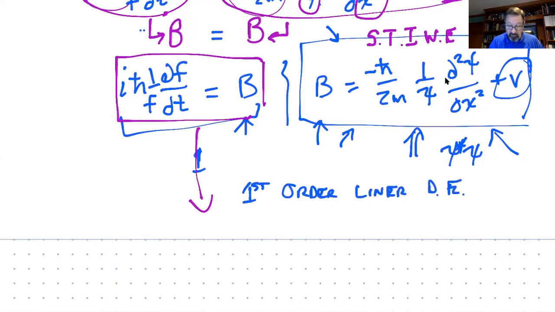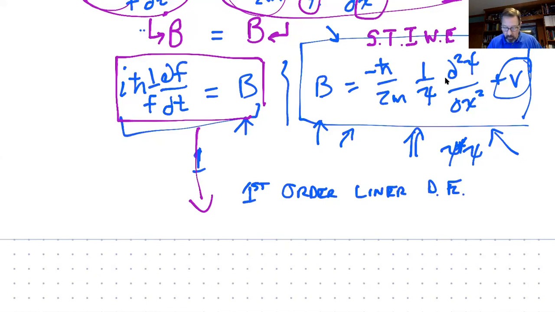First order because it's a first derivative. That's what the mathematicians mean by first order. Linear because nothing is squared here, particularly the derivative. Okay, there are second order equations. They'd have second derivatives, and sometimes they're squared, and so they're not linear. But this one you can solve.